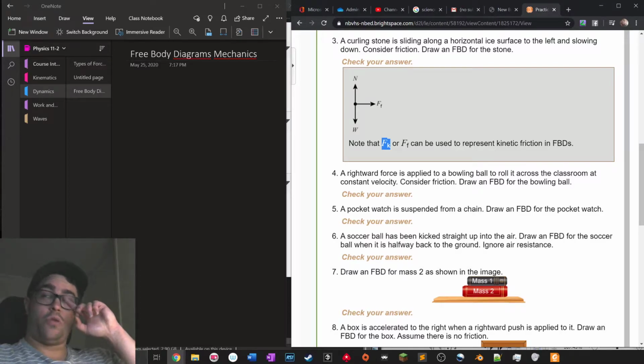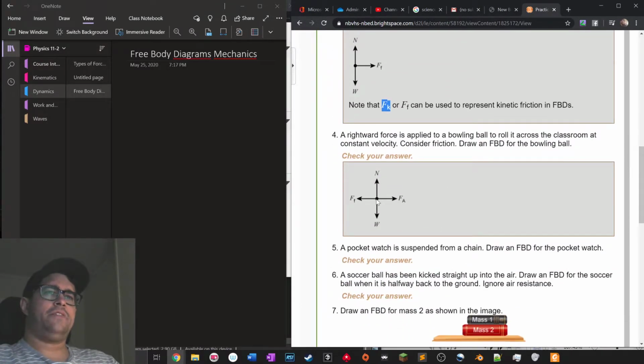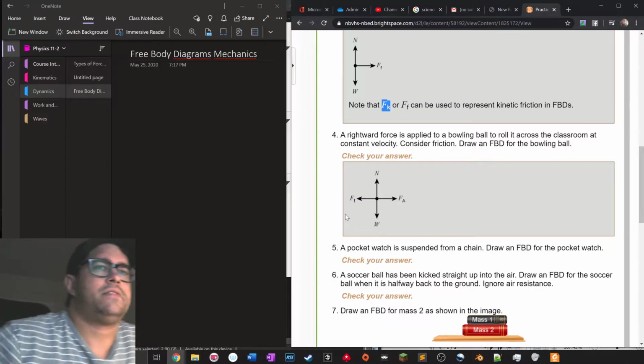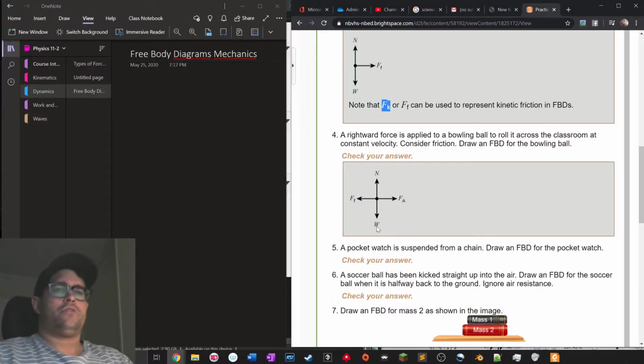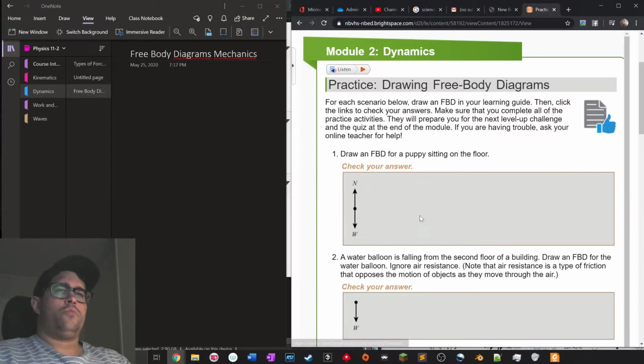A rightward force is applied to a bowling ball to roll it across the classroom at constant velocity. Consider friction. So now this one will have 4 forces. We have the force applied and the friction. And because we are applying the force, we can expect this Ff to be an Fs, a static force. A pocket watch is suspended from a chain. Weight, normal.